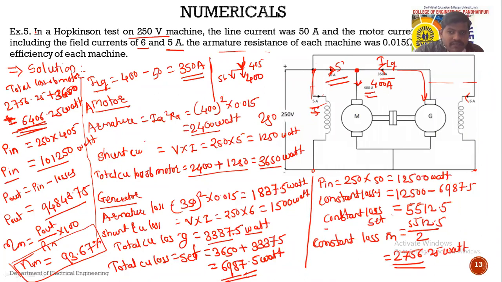Okay, so in this way we will conclude this today's lecture. Also we will conclude this unit number 3, that is testing of DC machine, and from next lecture we will start the next unit, that is section second unit, transformer. Fourth unit is nothing but transformer. Okay, so we will conclude here. Thank you.